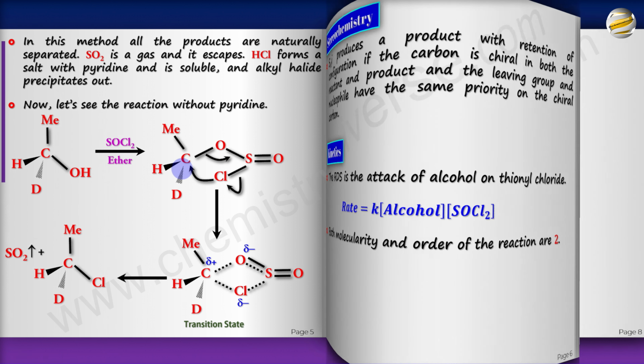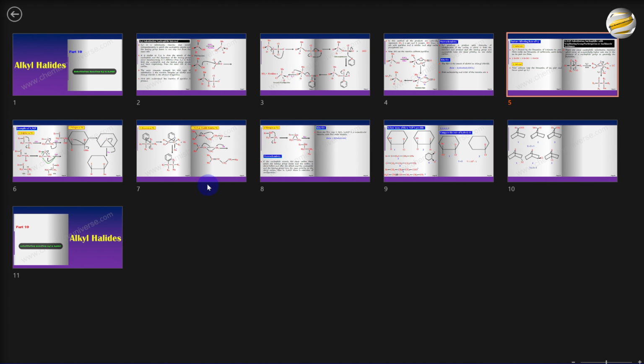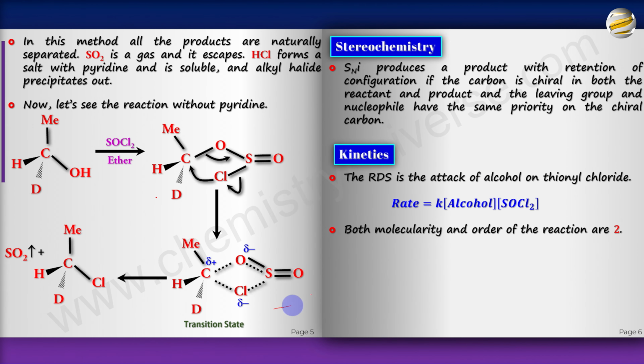And if you were to talk about the factors that are affecting SNi, obviously the substrate is pretty important. But if you notice in the substrate, there was an intimate ion pair formed. If you look at this, can you see it is slightly ionic and the carbon has delta plus? So wherever this delta plus is stabilized, this will be formed much more easily.